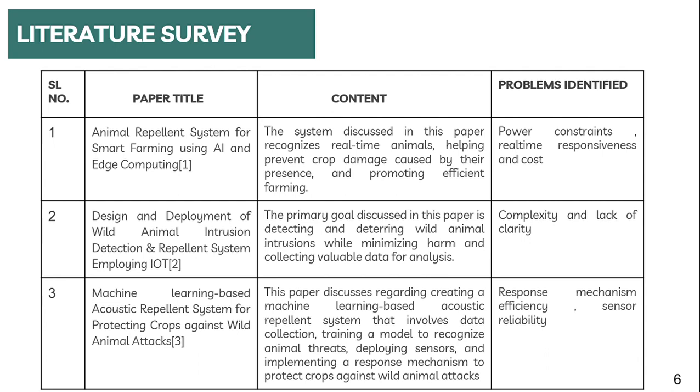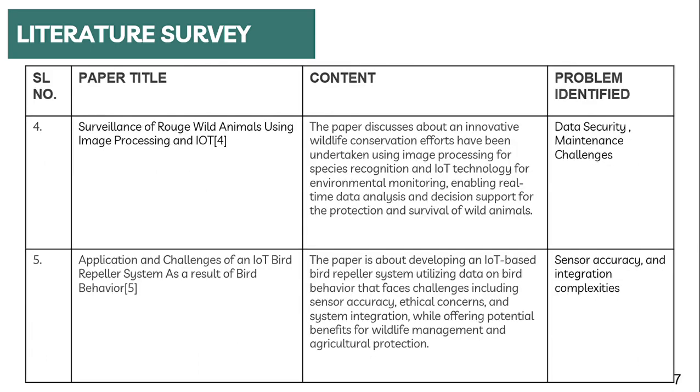Then, machine learning based acoustic repeller. Basically, this paper uses machine learning techniques to identify an animal. After the identification of the animal has been done, it produces audio frequencies to repel the animal away. The problem with this is there is less response time, it is less effective, and there are problems with the sensors used for animal identification. The next paper is surveillance of rogue and wild animals using image processing. This uses image processing and IoT techniques to identify animals and warn people about animals encroaching on their land area, and it also presents many maintenance challenges and data security issues.